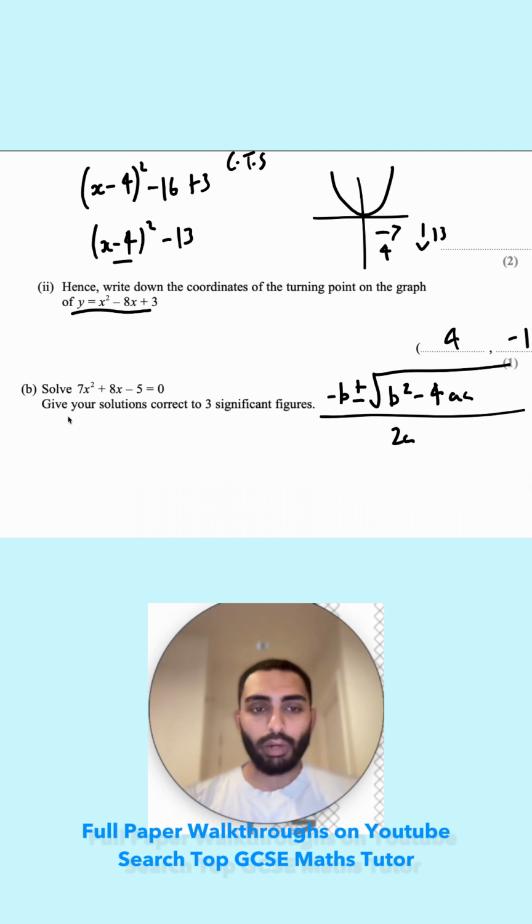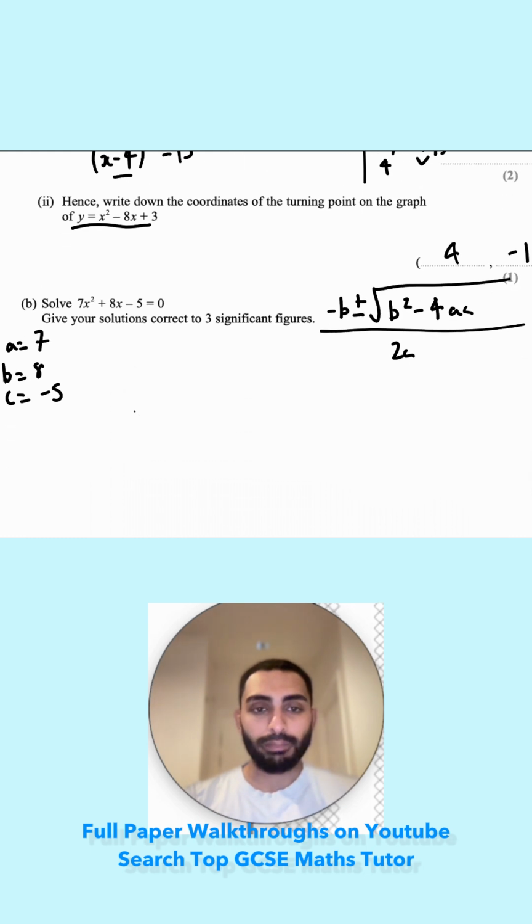Let's just figure out what a, b, and c are. So a is the coefficient, the number before the x squared, which is 7. B is the coefficient before the x, which is 8. And c is the constant, the bit on its own, so it's negative 5. I'm going to substitute all of these into here and we'll get two solutions. And it gives you a clue, it's solutions, not solution.